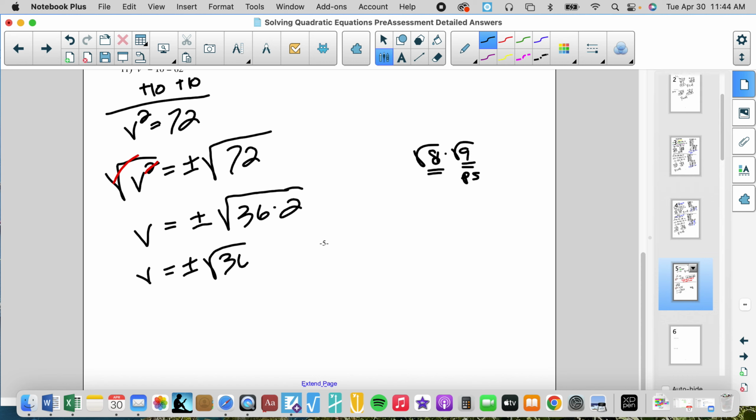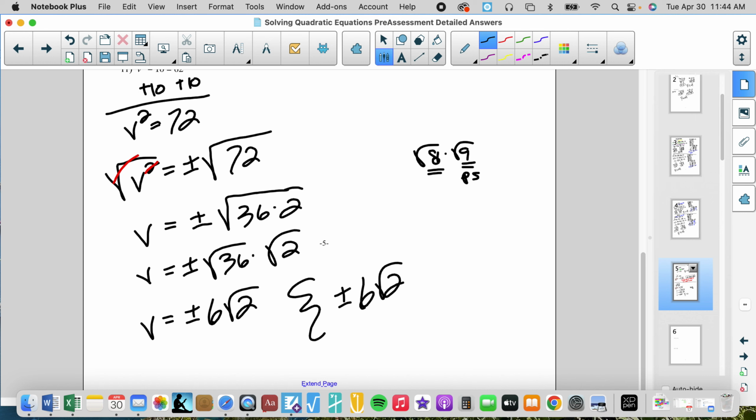Then we can break up the radicals being multiplied. Why did I pick 36? Because 36 is a perfect square. So the square root of 36 is 6. Rad 2 can't be simplified, so my answer is plus or minus 6 rad 2. Now you would have gotten there also if you had broken it into rad 4, rad 2, and that is also a perfect square, and you would have gotten 2 times 3 times rad 2, which still gives you plus or minus 6 rad 2.